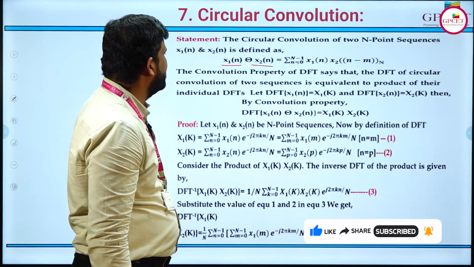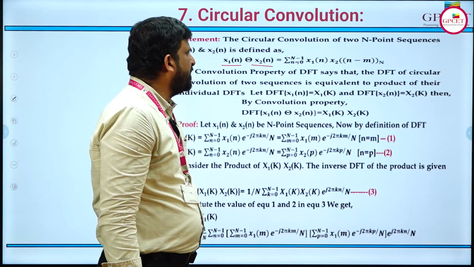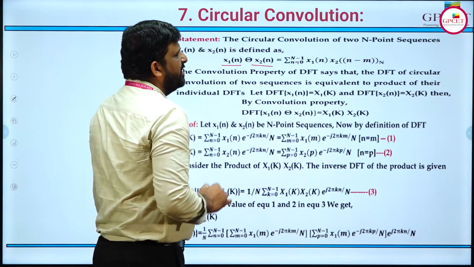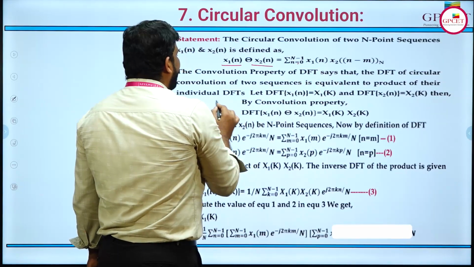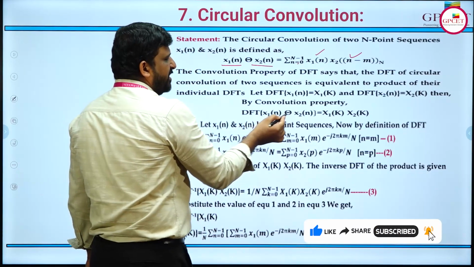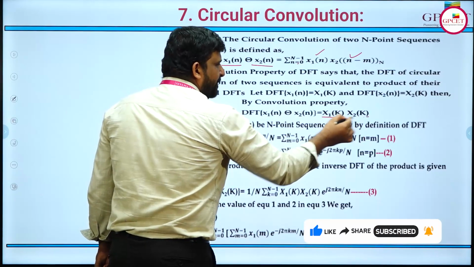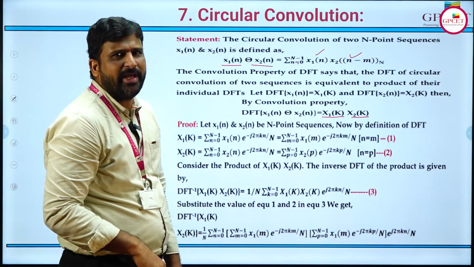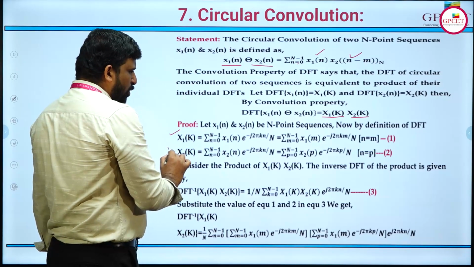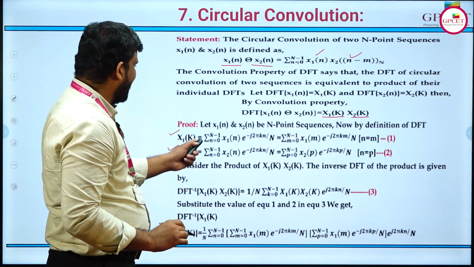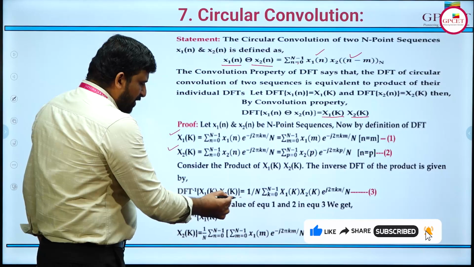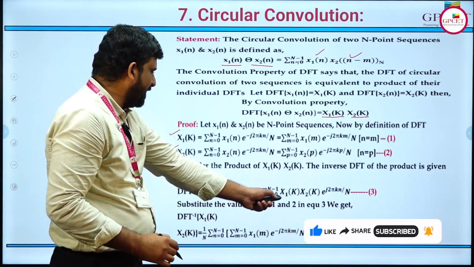So what does the statement say? The circular convolution property of DFT says that the DFT of the circular convolution of two sequences x1 of n and x2 of n is equivalently produced from their individual DFTs. So it says, DFT of x1 of n circularly convolved with x2 of n is equal to the product of the DFT signals, that is X1 of k into X2 of k. For this I have considered two equations, that is X1 of k and X2 of k. Now I am multiplying this X1 of k into X2 of k, so multiplying, I am going to get this product.